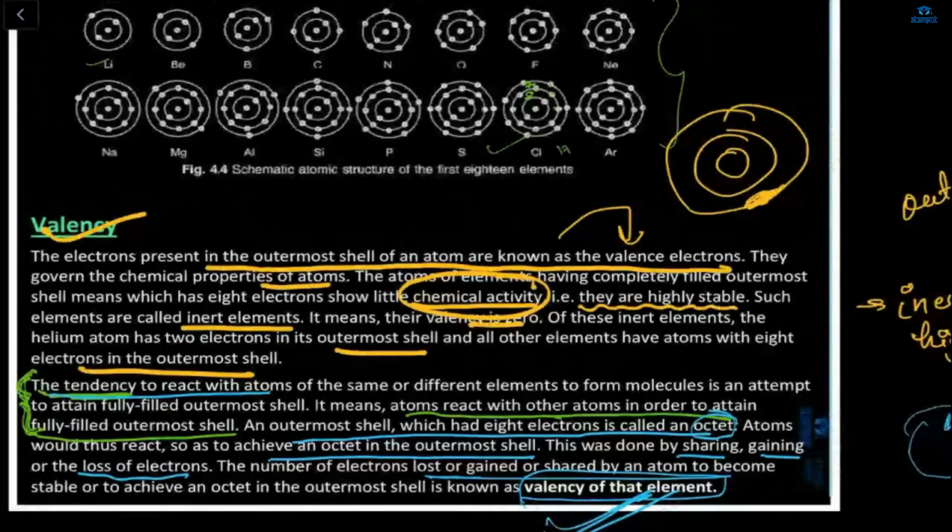So now what is the first line saying? The electrons present in the outermost shell are known as your valence electrons. Next, the atoms of elements having a completely filled outermost shell have no chemical activity, which means they are highly stable.